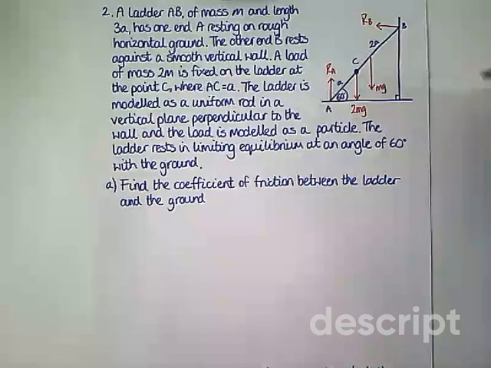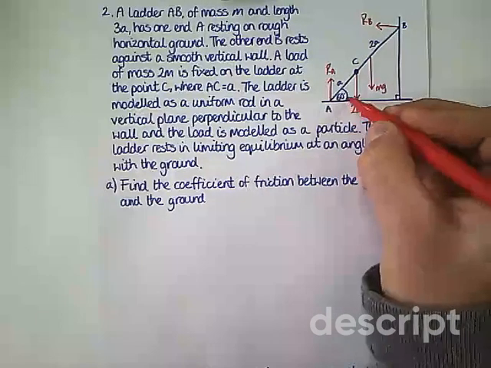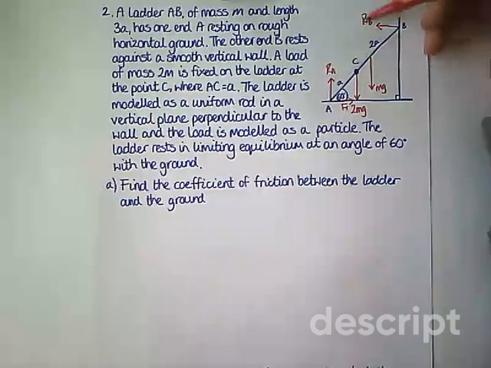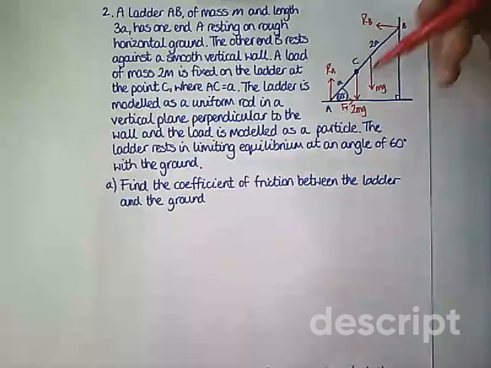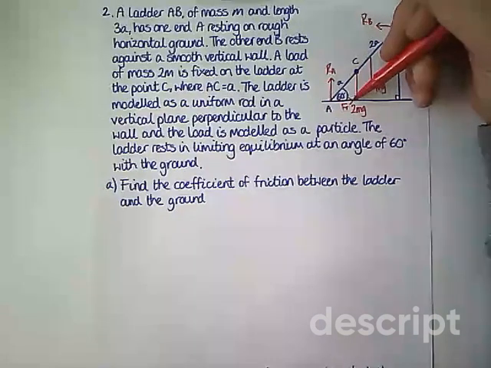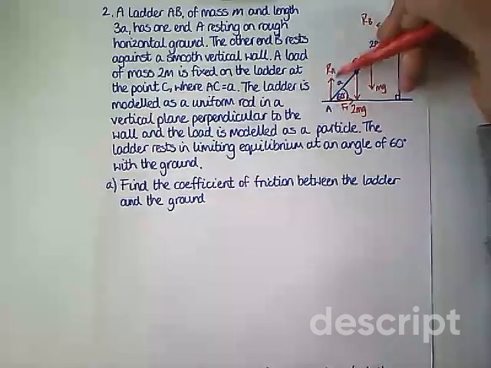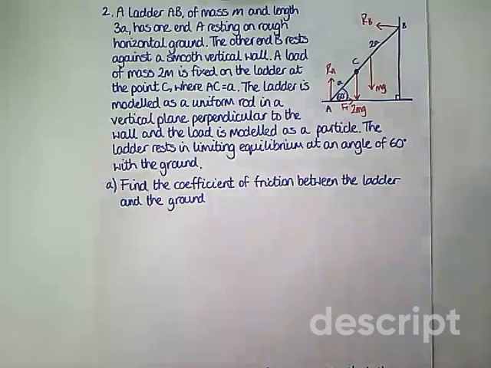The ladder rests in limiting equilibrium, so our friction is acting towards the wall and is going to be its maximum value. Find the coefficient of friction between the ladder and the ground. So we need to work out the reaction force at A and the friction at A. Okay, so we're going to need to take moments, and that will allow us to find the reaction force at B, which will subsequently allow us to find the friction at A, and then we can resolve vertically to find the reaction force at A. So we need to do both of those things.